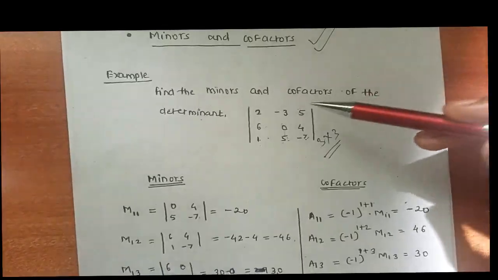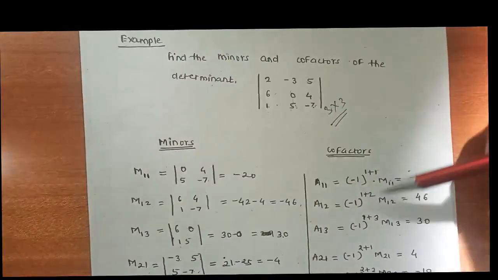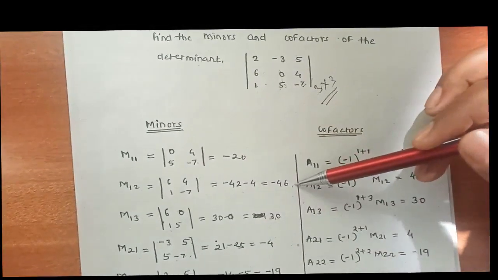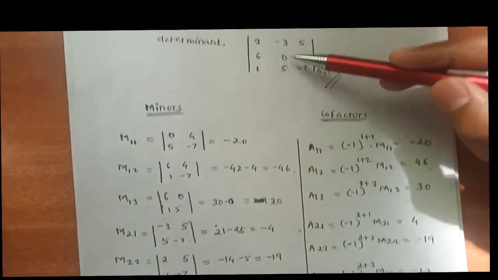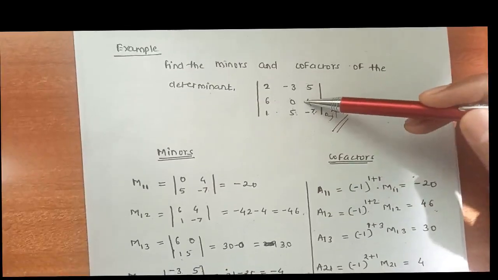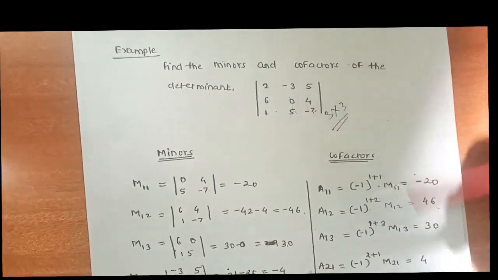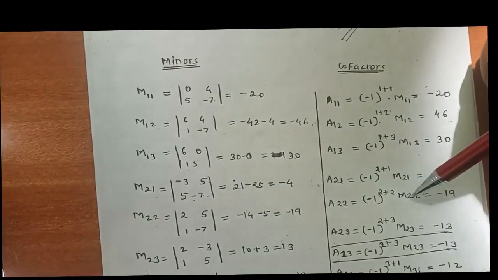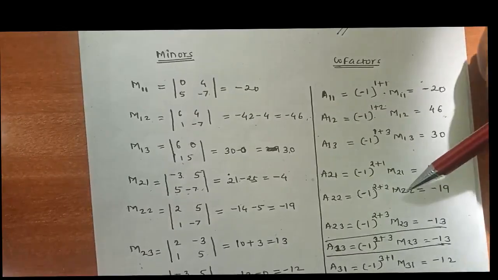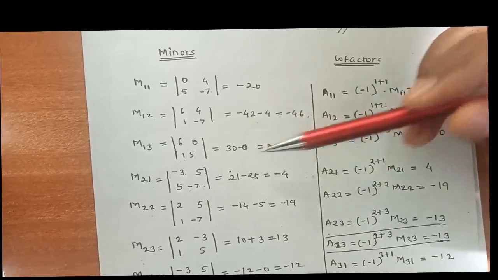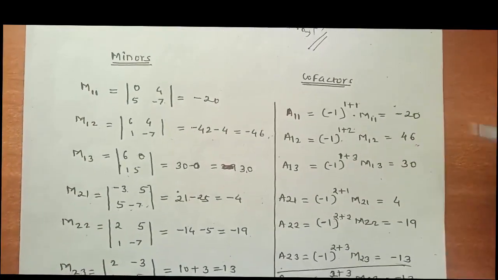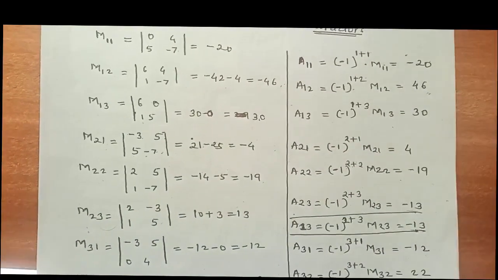Now suppose I have to find the cofactor of minus 3, that's 1, 2. So minus 1 to the power of 1 plus 2, and the minor of 1, 2 we already found, minus 46. Just multiply this, and we will get the cofactor. Similarly, suppose I have to find the cofactor of 0. The 0 lies in the second row and the second column, so I have to get A22. That means minus 1 to the power of 2 plus 2, and the minor of the A22 element is minus 19. Minus 19 into 1. So in this way we can find the minors and cofactors of all the respective elements.